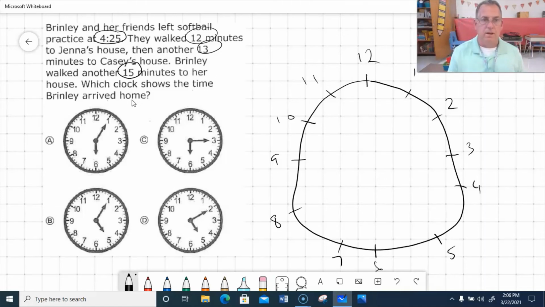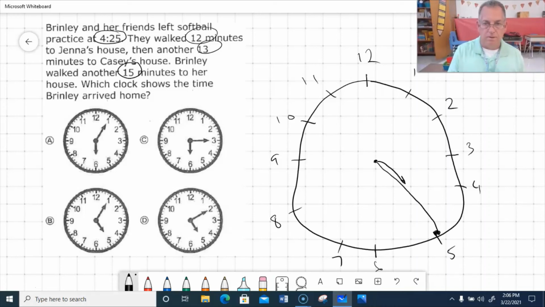So I'm going to go ahead and draw the time that they left practice. Put a dot right here in the center. And 4:25, that means my hour hand would be about halfway between the 4 and the 5. So I'll point it over there. And my minute hand would be pointing at the 5, because that is right on the 5. So first thing I'll do is I'll go ahead and move how many minutes it is that they walked to Jenna's house.